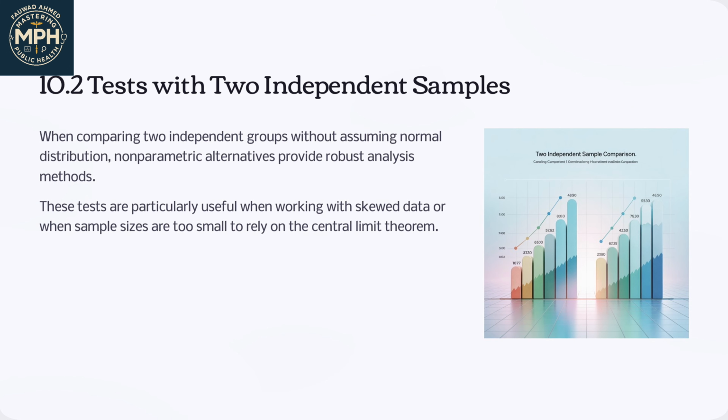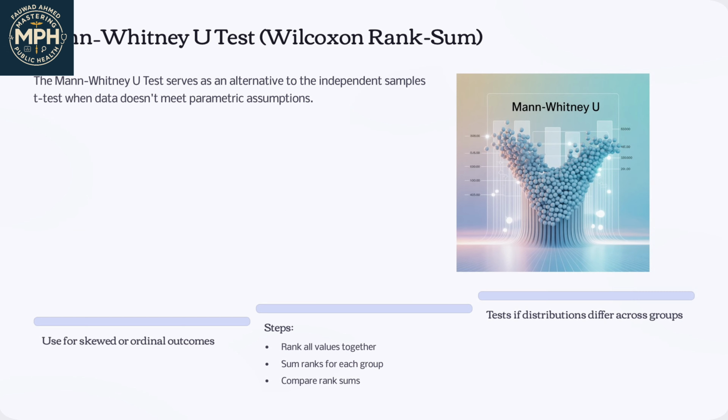Second is tests with two independent samples. The most common nonparametric test for two independent samples is the Mann Whitney U test, also called the Wilcoxon rank sum test. It's used instead of the independent samples t-test when the outcome is skewed, ordinal, or when we cannot assume equal variances. We rank all the values across both groups together.